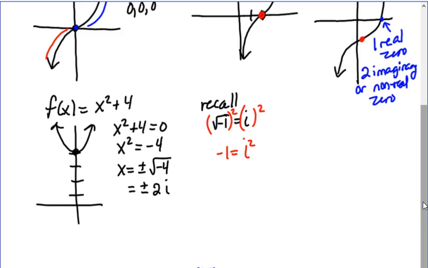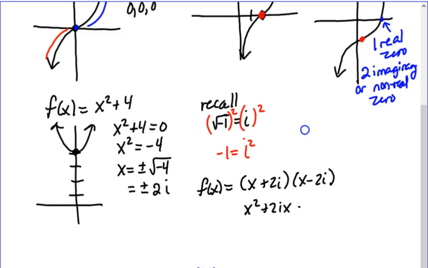We could write this in factored form then as f of x equals x plus 2i times x minus 2i, since 2i and negative 2i are the numbers that make this function equal to 0. If we were to multiply this out, we would get x squared plus 2ix minus 2ix. Those would subtract out. And then the fourth term would be minus 4i squared. Since i squared is negative 1, negative 4 times negative 1 becomes positive 4. This is where we get x squared plus 4.